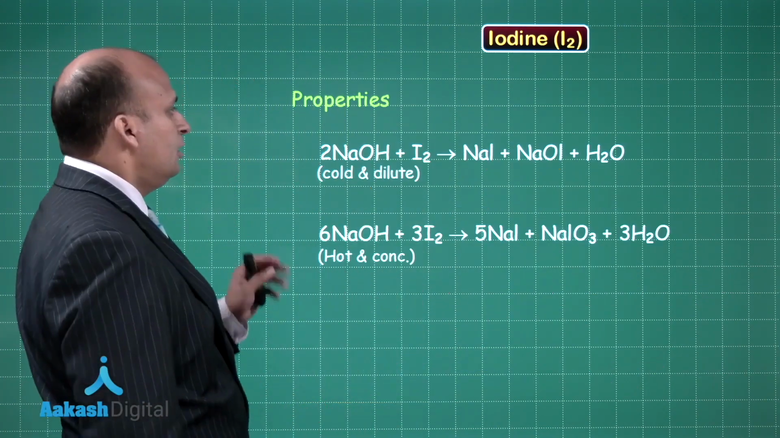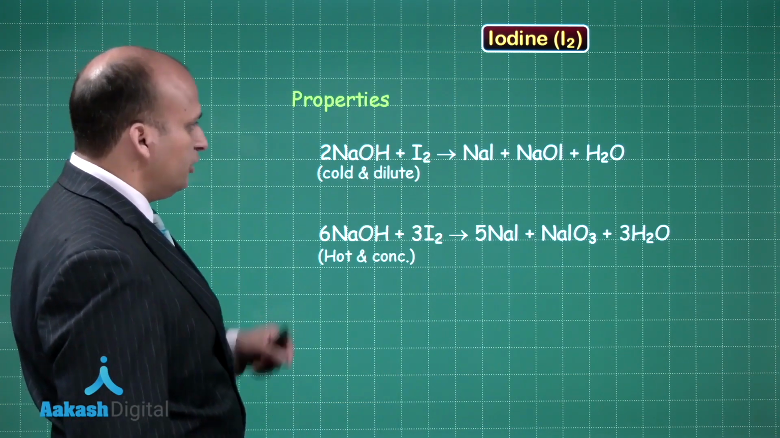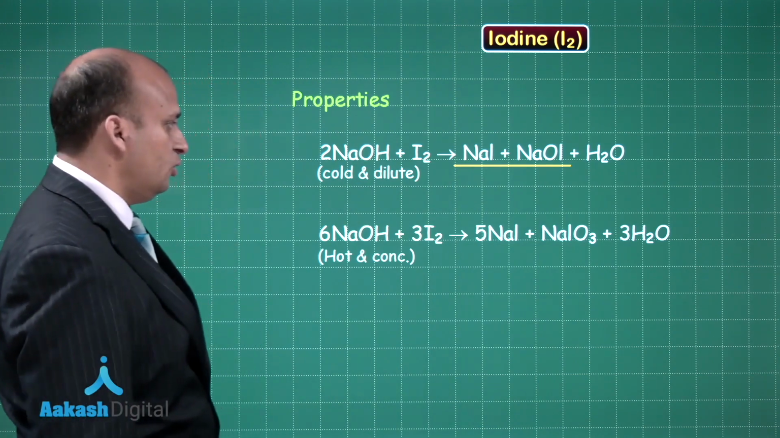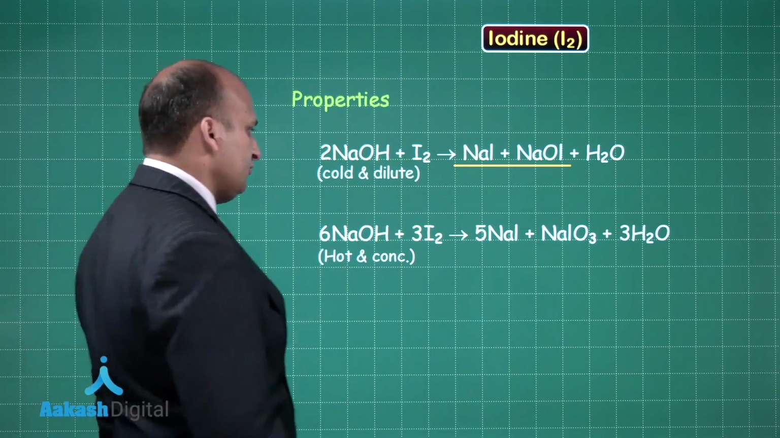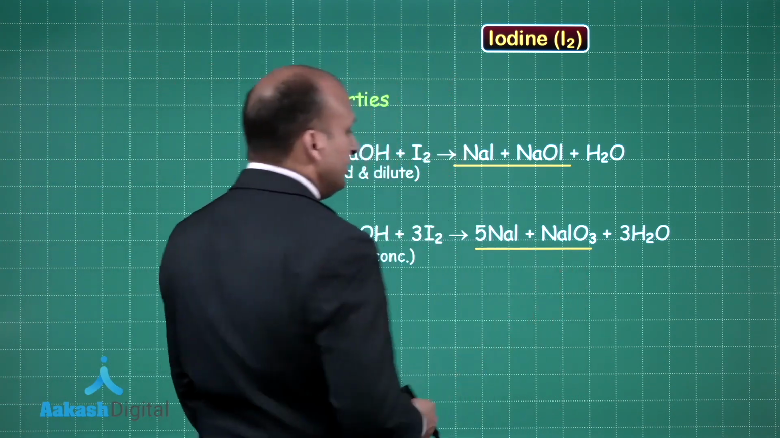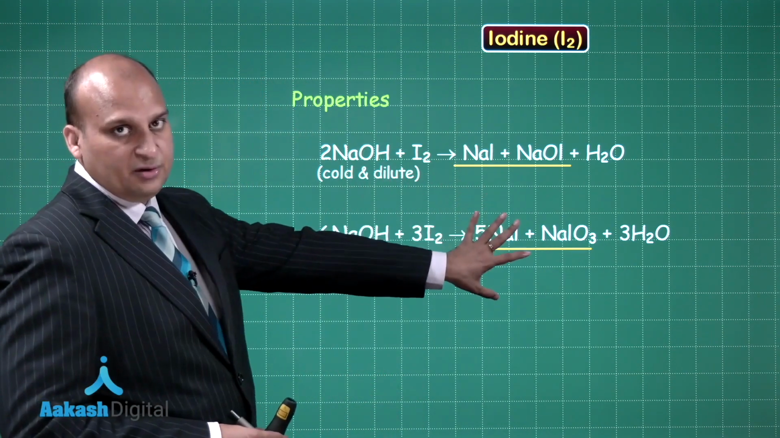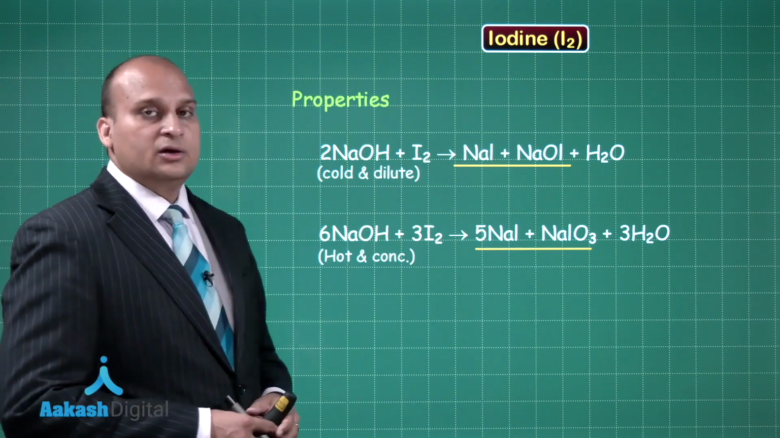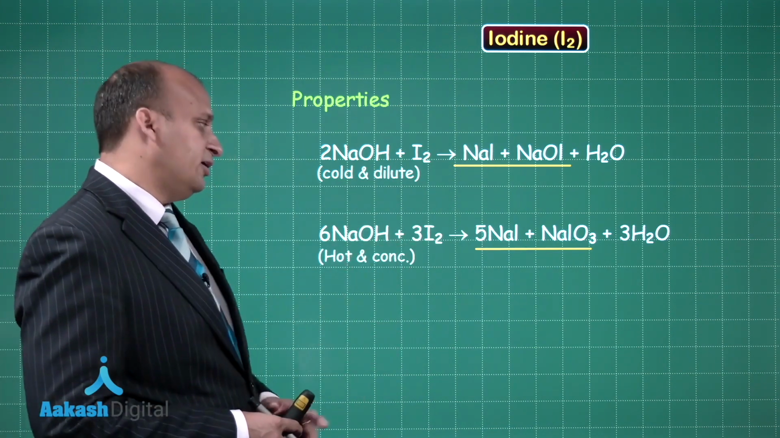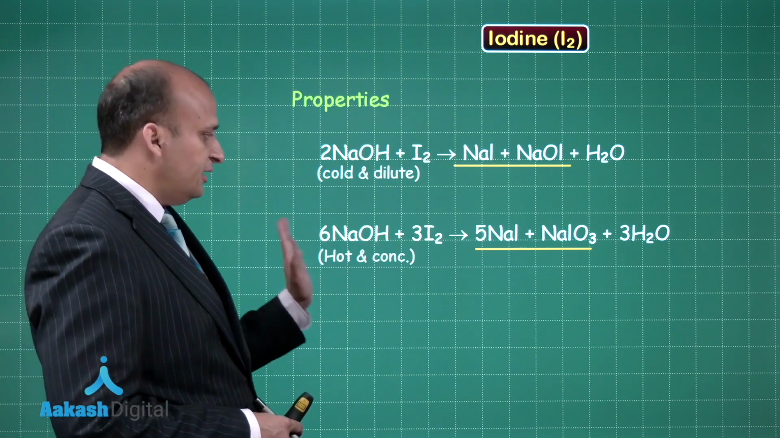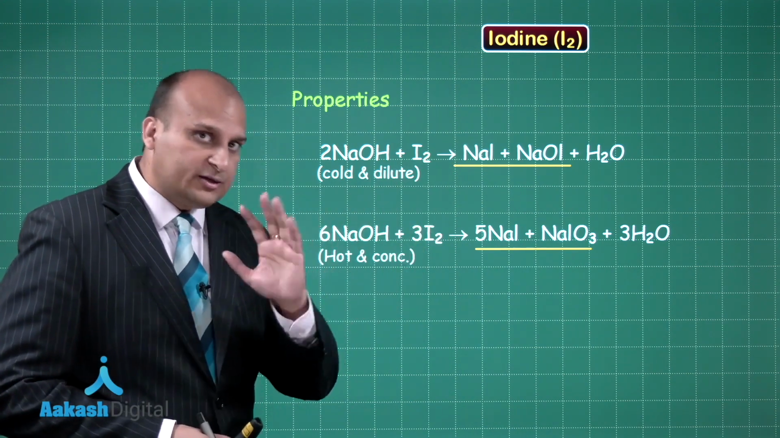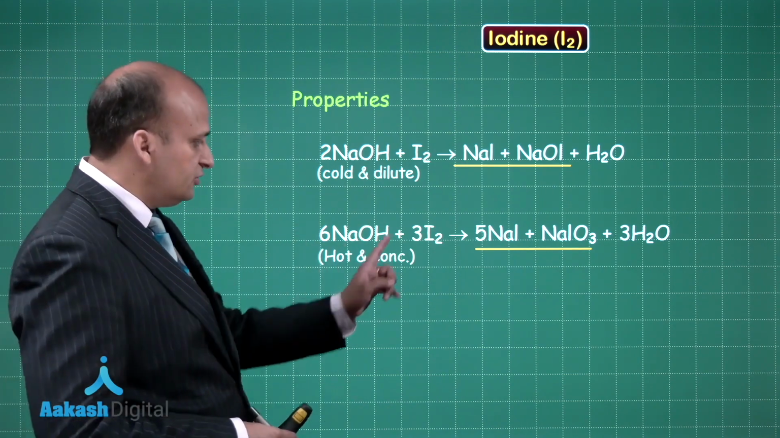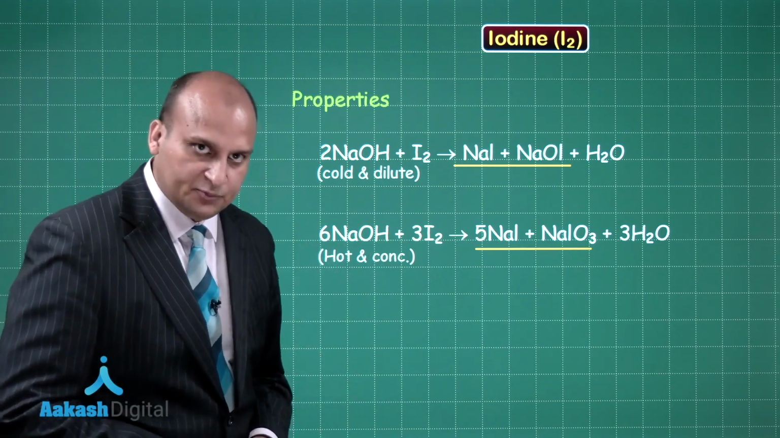Okay. Let's talk about iodine. In cold and dilute, similar to chlorine, it is forming NaI and NaOI, and in hot and concentrated it forms NaI plus NaIO3. This reaction in particular is very important, has been asked in the exam specifically about the N factor of this particular iodine molecule. My dear friends, please remember, in this equation 5 electrons are being transferred. This is a disproportionation reaction. The N factor of this iodine is 5/3. Okay.